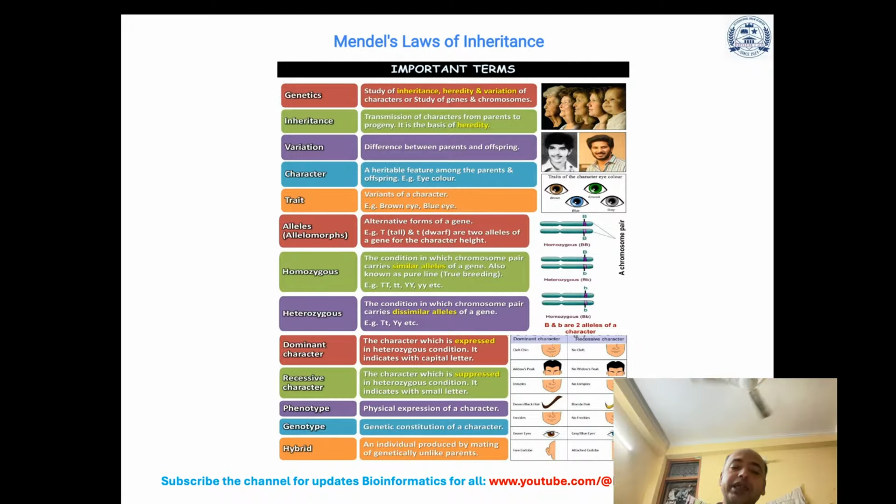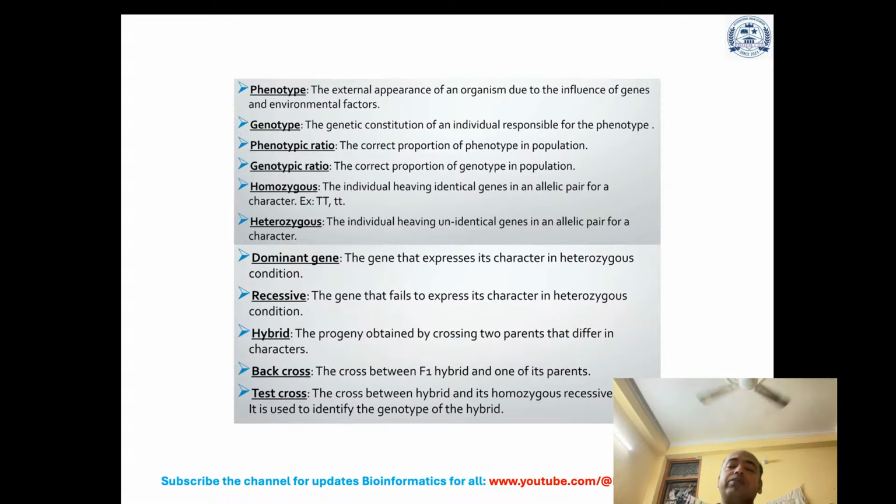Then it comes to phenotype, the physical expression of a character; genotype, the genetic constitution of a character; and hybrid, an individual produced by mating of genetically unlike parents. Now you can also see some more details, and you need to remember all these things. For example, back cross and test cross. What is a back cross? The cross between an F1 hybrid and one of its parents. Then test cross: the cross between a hybrid and its homozygous recessive parent. It is used to identify the genotype of the hybrid.